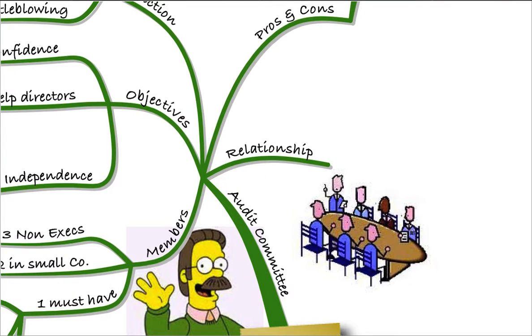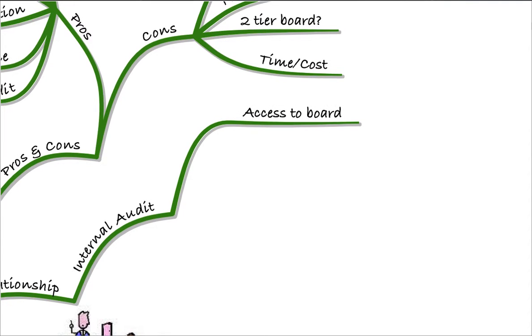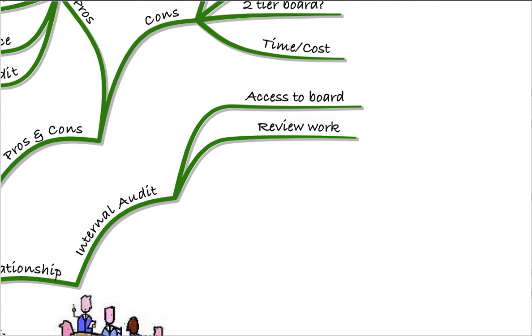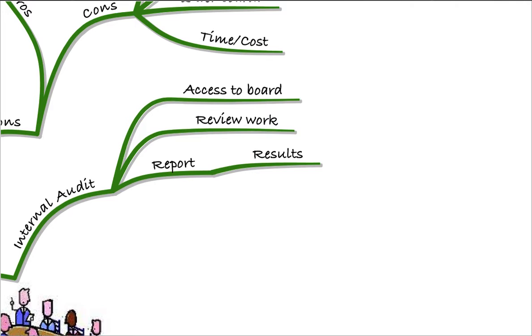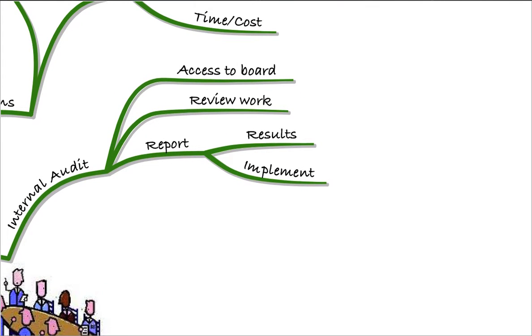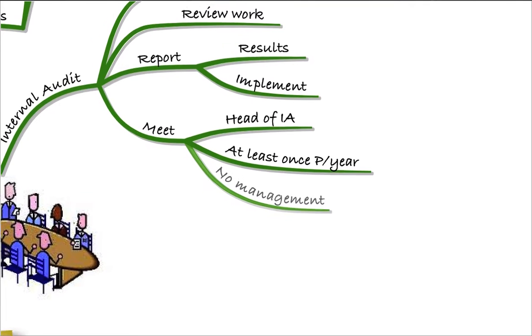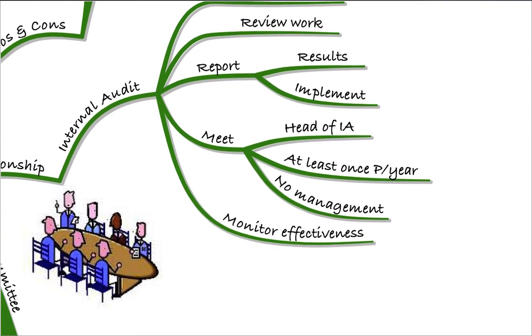Remember, the relationship between the Audit Committee and internal audit is that the Audit Committee will provide internal audit with access to the board. They'll also review the work of internal audit, which we'll look at in detail shortly. They also report on the results of the internal audit reports, and they make sure that management implement their reports. They should also meet with the head of internal audit at least once per year with no management present to make sure they can state any problems. Ultimately, the Audit Committee monitors the effectiveness of the internal audit function.